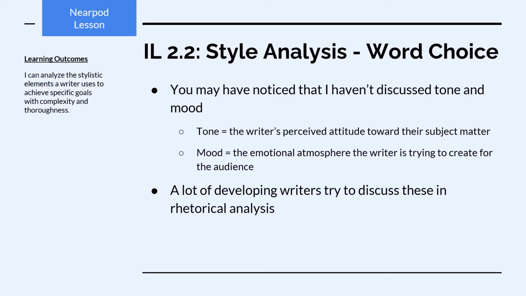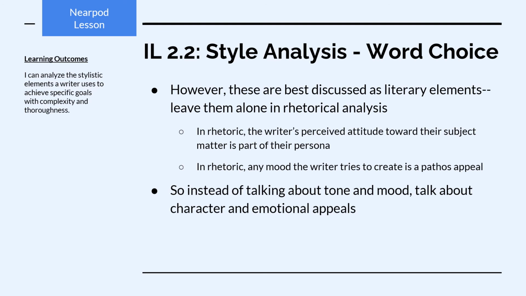You may have noticed in this lesson that I haven't discussed two really big elements. Yeah, I'm talking about tone and mood. Tone, of course, is the writer's perceived attitude toward their subject matter, and mood is the emotional atmosphere the writer is trying to create for the audience. A lot of developing writers in AP Lang try to discuss these elements in rhetorical analysis, and it's because they're really, really important elements in literary analysis, which 9th and 10th grade is predominantly focused on.